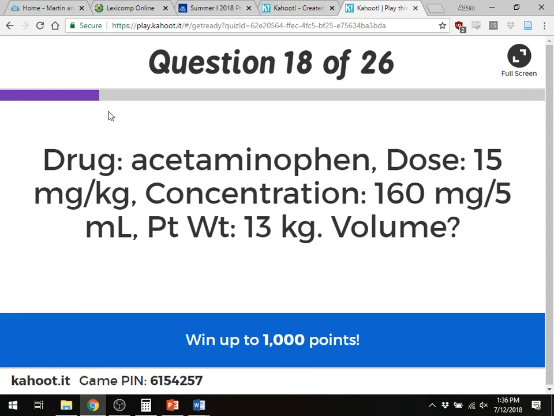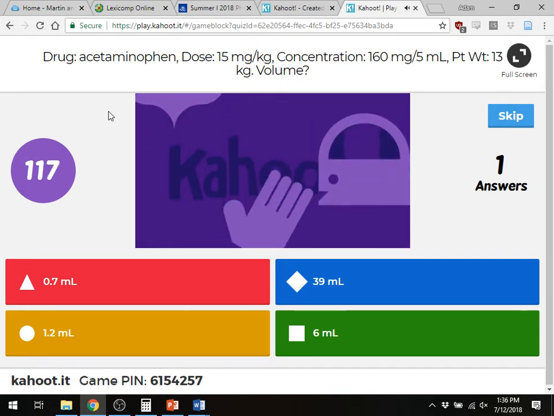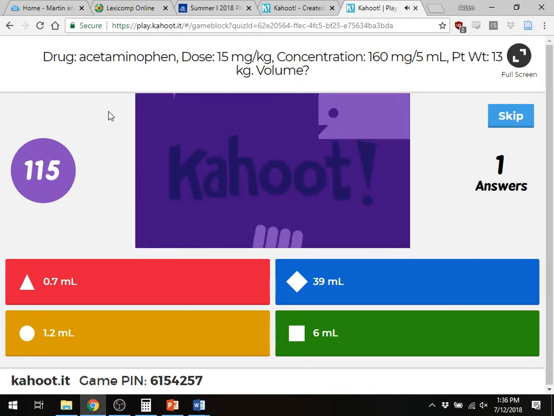Okay, so we have a drug we're dosing. You have 2 minutes for this one. The drug is acetaminophen. We're dosing at 15 milligrams per kilogram. The concentration is 160 milligrams per 5 mLs, and the patient weighs 13 kilograms, I should say. What is the volume you have to administer?